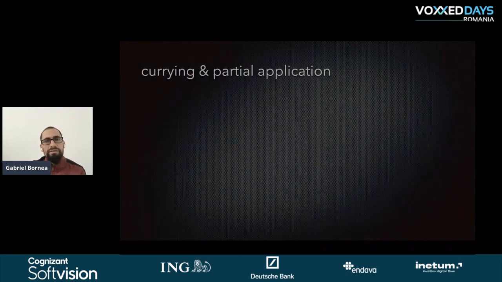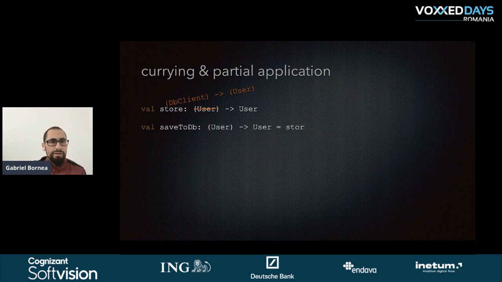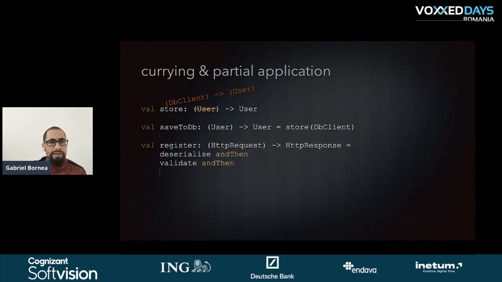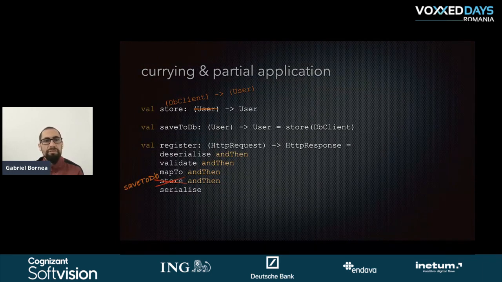If we were to put all of this together into our example, where we have the store function that goes from user to user, and rewrite it as a function that takes a DB client and returns another function from user to user, we can create a function saveToDB, and we are basically applying the store function with the DB client. And if we compose everything again, the only thing that we need to do in order for our code to compile and to work is to replace the store function with the saveToDB.